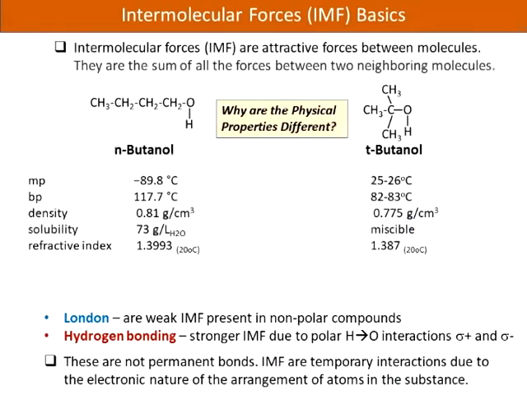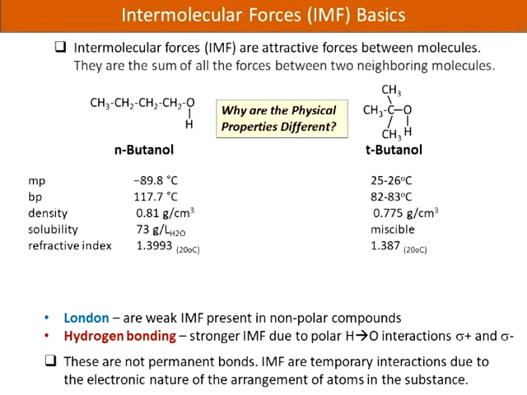So, while there are two forces at play in the butanol isomers, the higher London forces are a key contributor to the higher boiling point of N-butanol. In other words, the lack of strong London forces in T-butanol results in a lower boiling point.